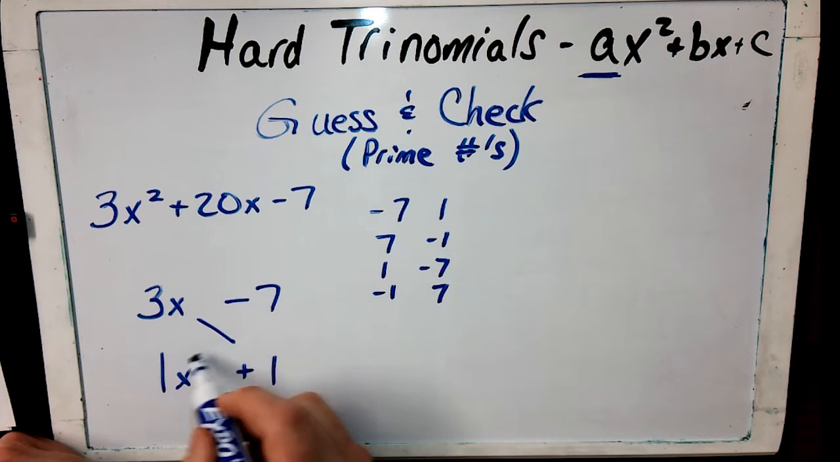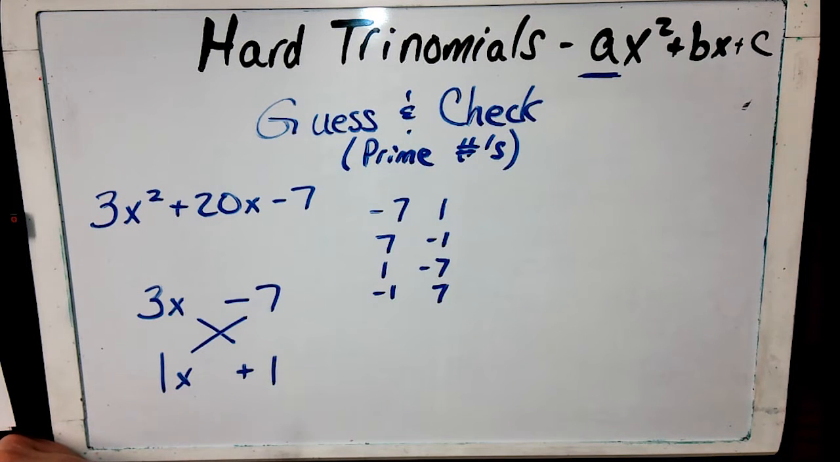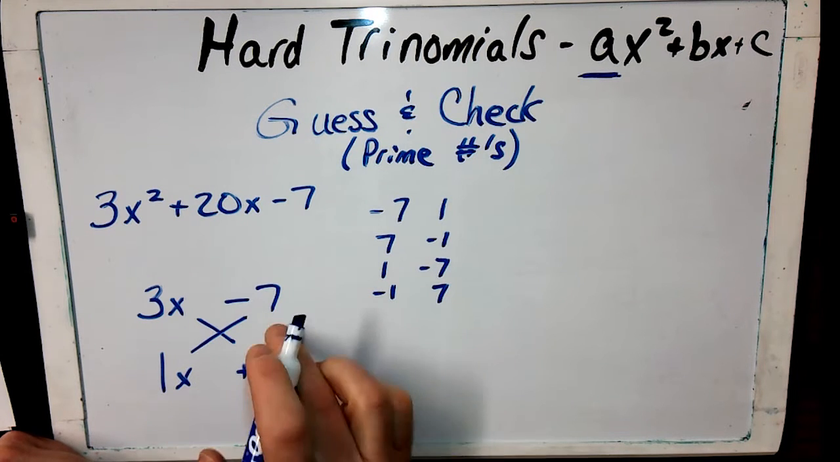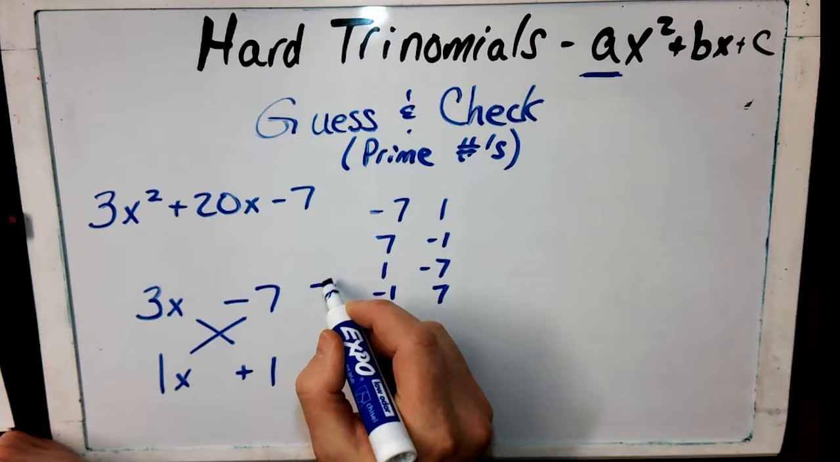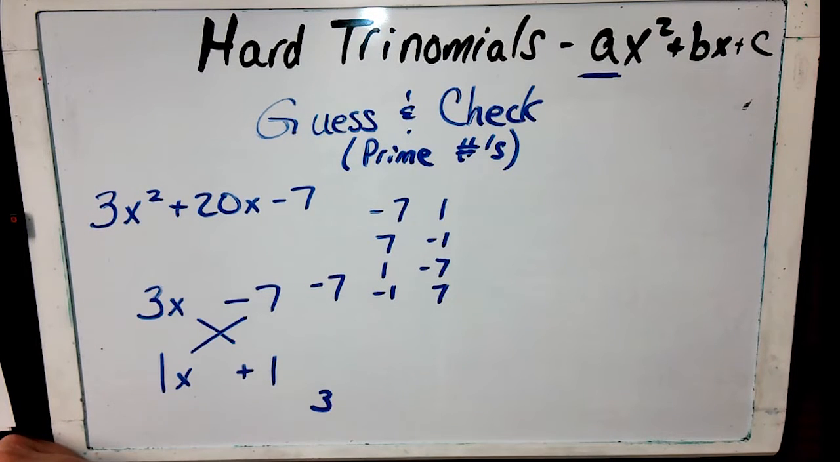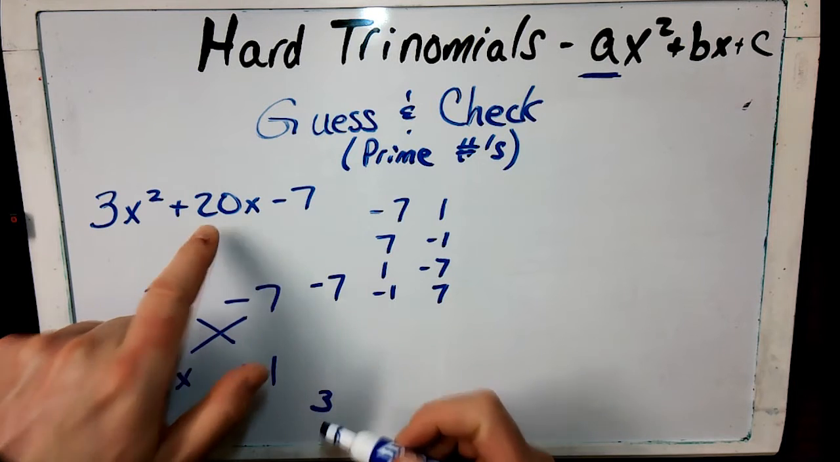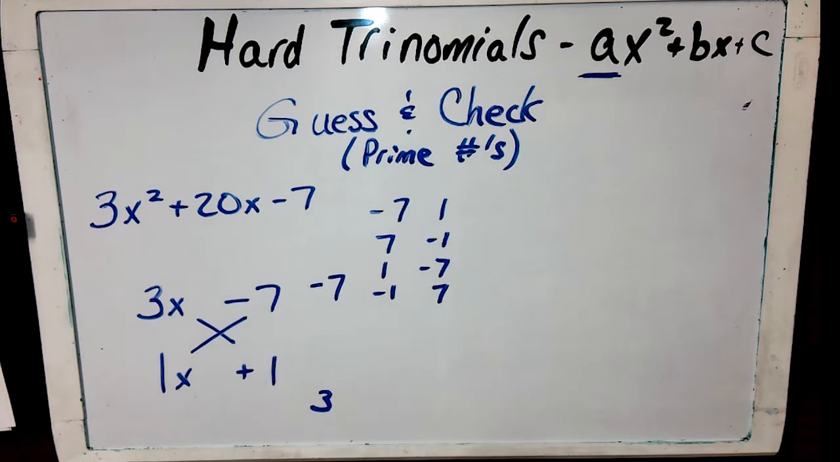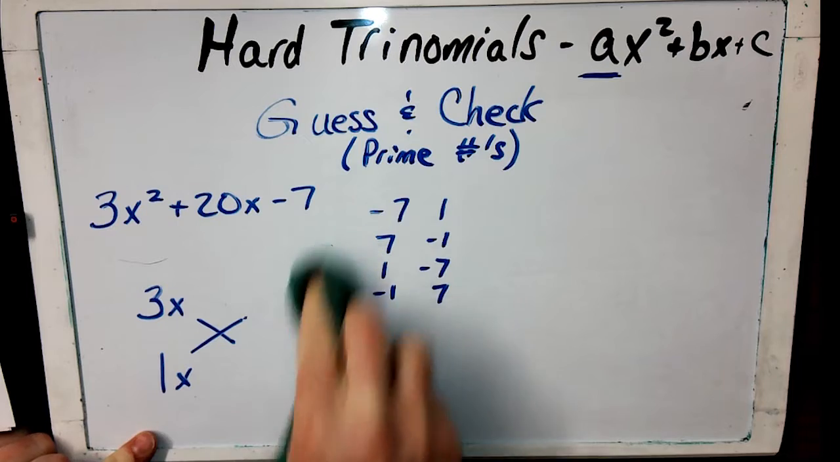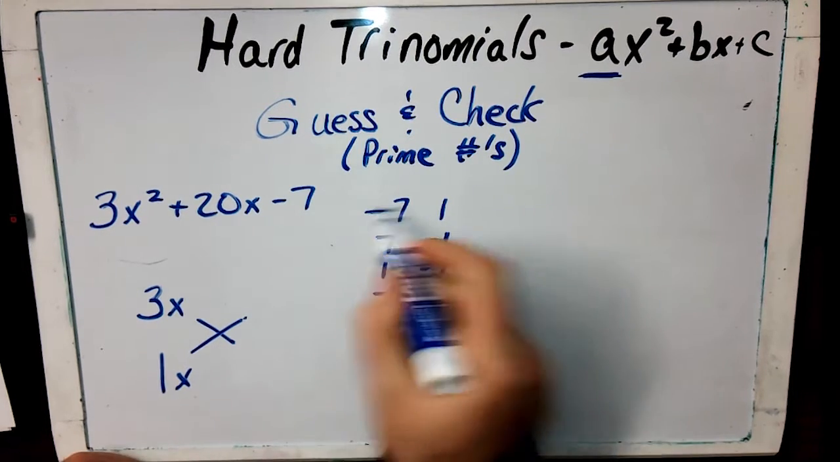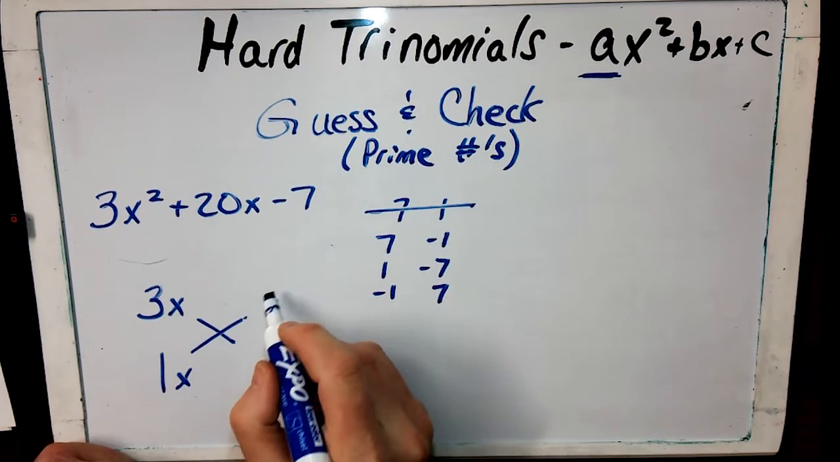And to check it, I'm going to do a little cross in the middle just to see. 3 times 1 is 3. 1 times negative 7 is negative 7. And if I add these up, I get negative 4, which does not work. So this is where I have to go back. I've tried this one. Now let's go to this one.